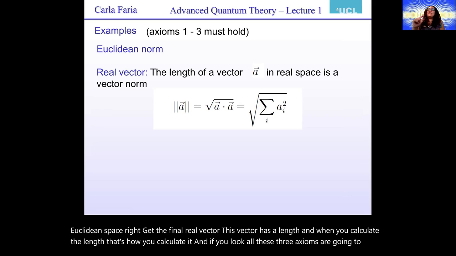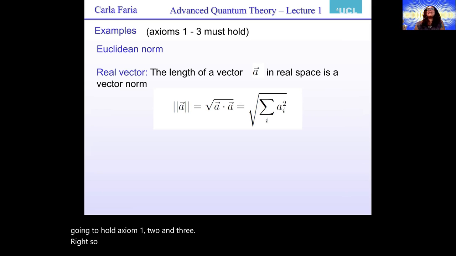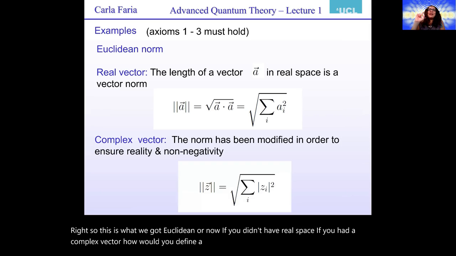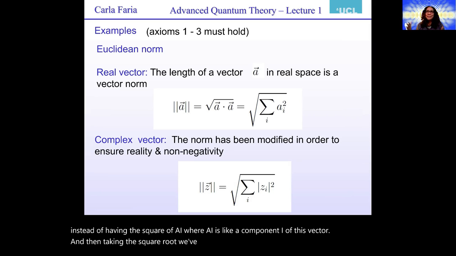Axioms 1, 2, and 3, right? So this is what we call the Euclidean norm. Now, if you didn't have real space, if you had a complex vector, how would you define a norm? So see that we modified the definition a bit. Instead of having the square of a_i, where a_i is component i of this vector, and then taking the square root, we said modulo square.